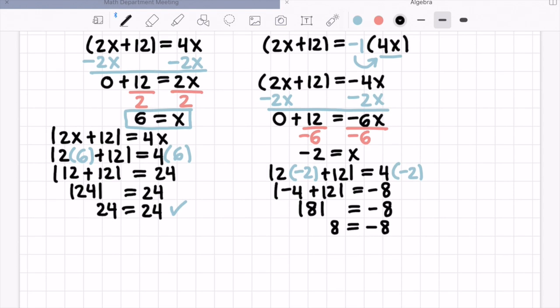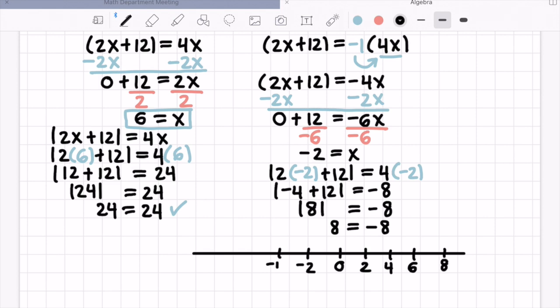Now that statement is not true. And you can also see that on the number line. So for example, let's say that 0 is here. This is 1, or let's go by 2's. So 2, 4, 6, 8. And on the other side is negative 2, negative 4, negative 6, and negative 8.